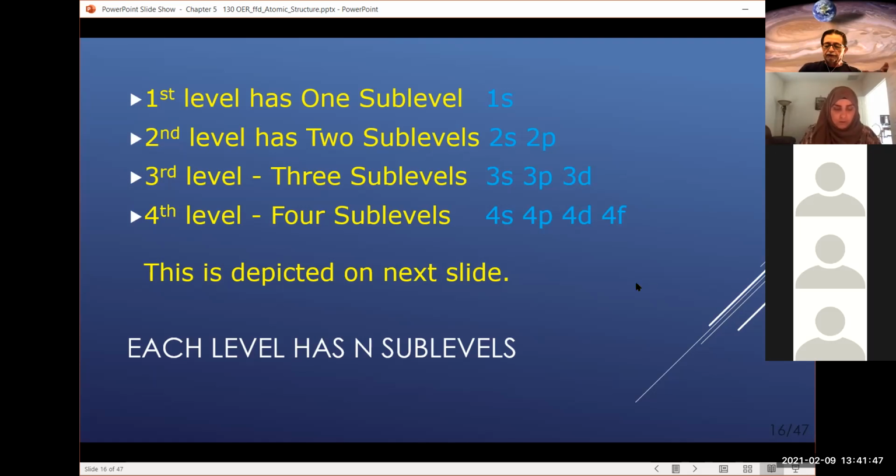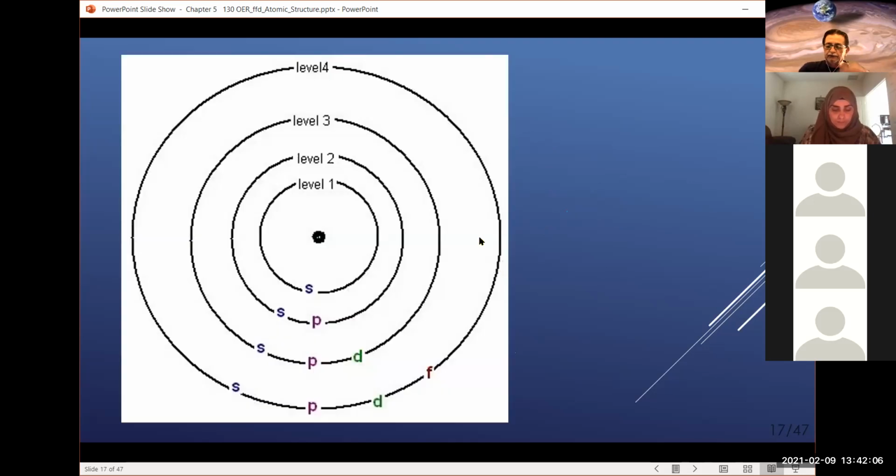So that gives us up to the fourth energy level. Now, I won't introduce it now. I'm just going to get you to grasp the orbits, because when we talk about the D and the F, it gets a little bit confusing, but I want to unconfuse you, hopefully. All right, so this represents the different orbits, different energy levels.